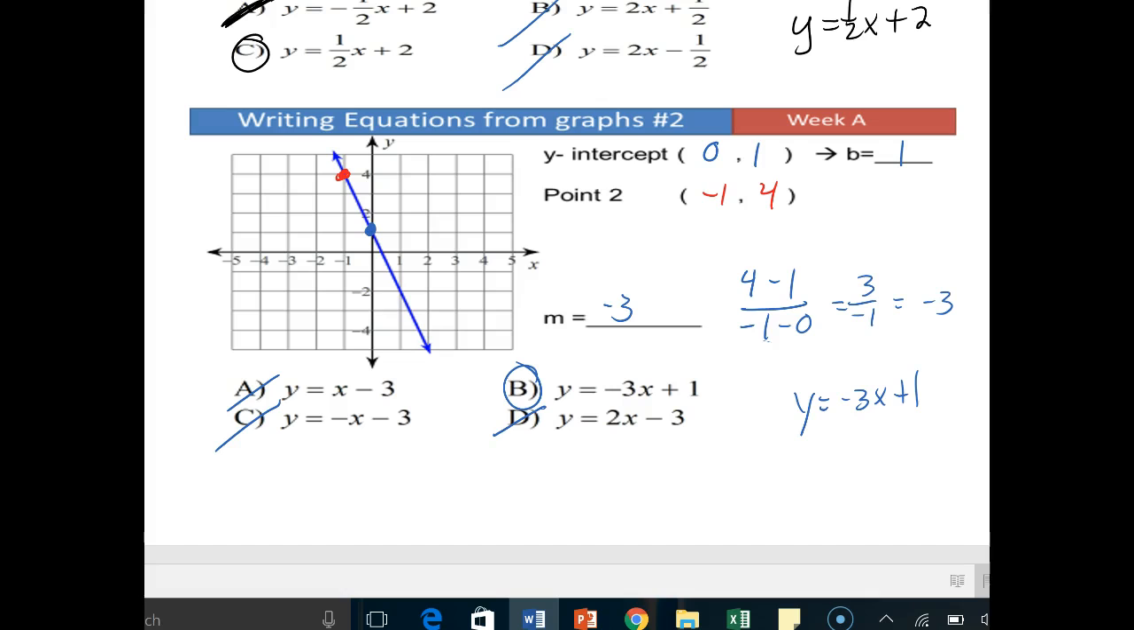Also, you could have taken a look right off the bat and said there's no way it can be A because that's got a positive slope. When a variable is all by itself, it's got a slope of +1. C had a negative slope, but also a y-intercept at -3. The y-intercept is clearly at +1 right there, so that's wrong. D had a positive slope, so that's also wrong, and it had the wrong y-intercept, so B is the only possible answer.